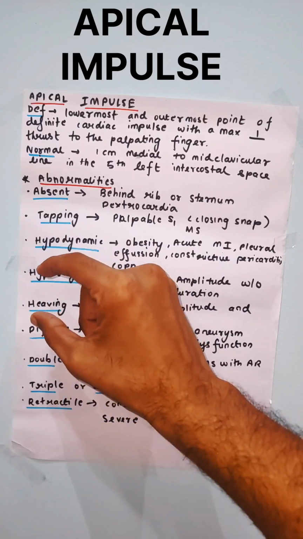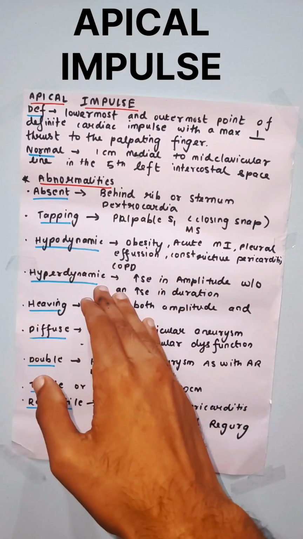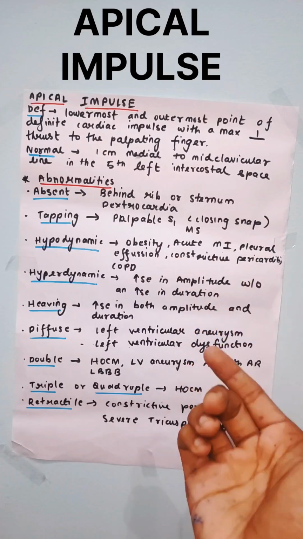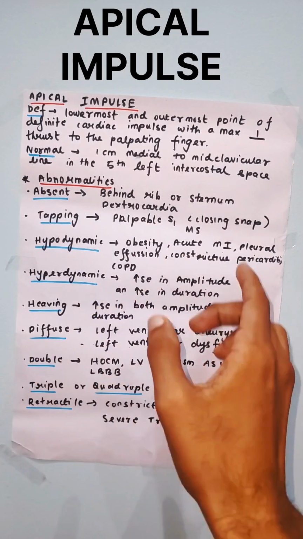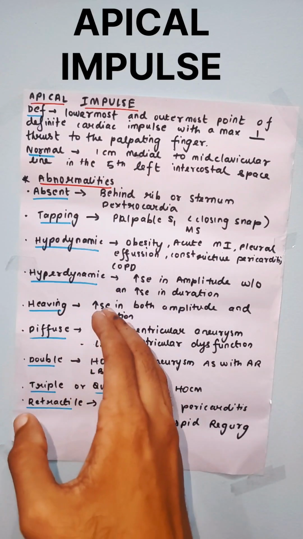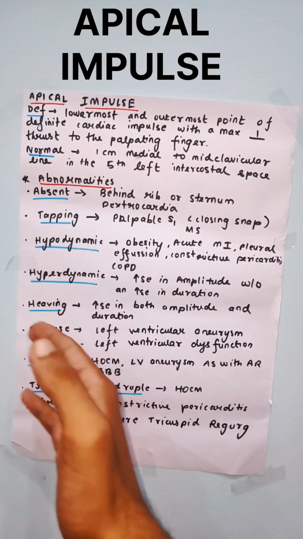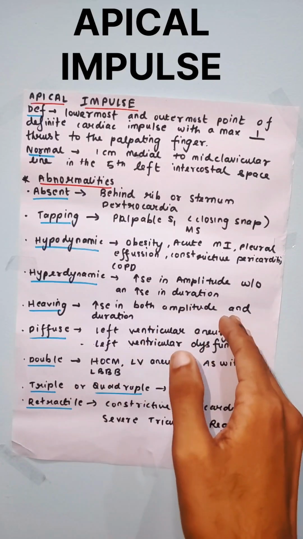Now I would be talking about two more important aspects: hyperdynamic and heaving. In hyperdynamic, there is an increase in the amplitude without an increase in duration. The duration is normal and the amplitude increases. So basically this is hyperdynamic apical impulse. And in heaving there is an increase in both amplitude as well as duration.